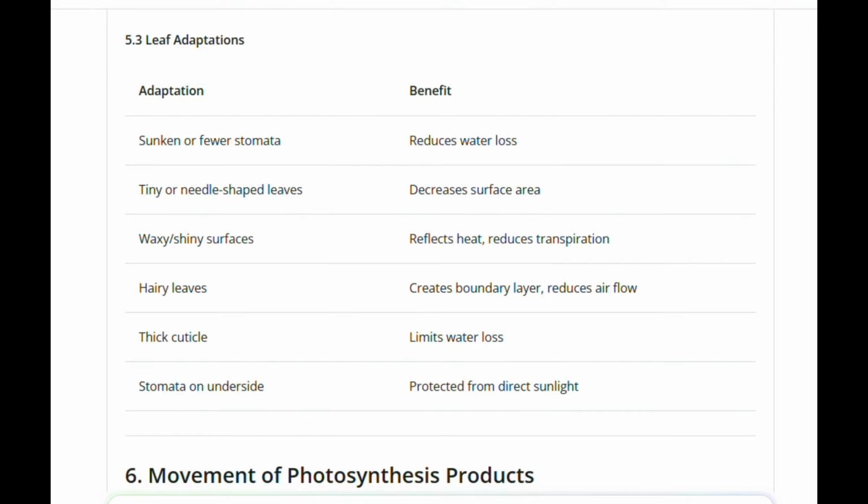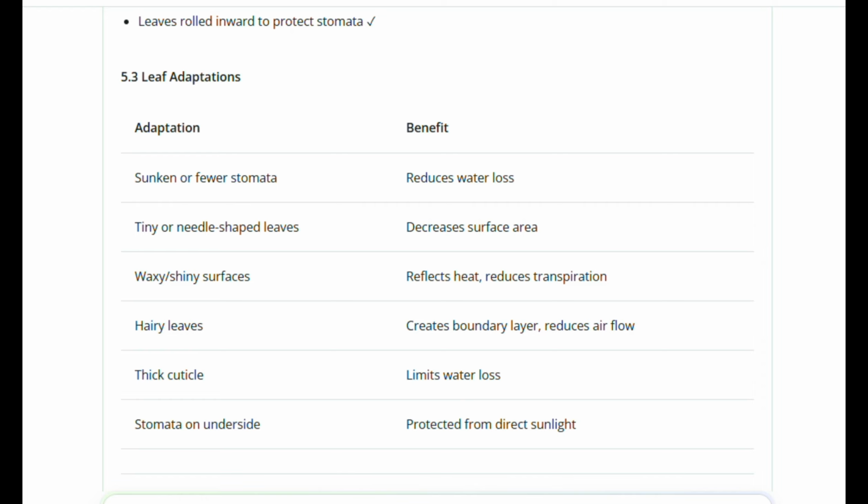Adaptation of sunken or fewer stomata. If we have fewer stomata, what is the benefit? It reduces water loss.